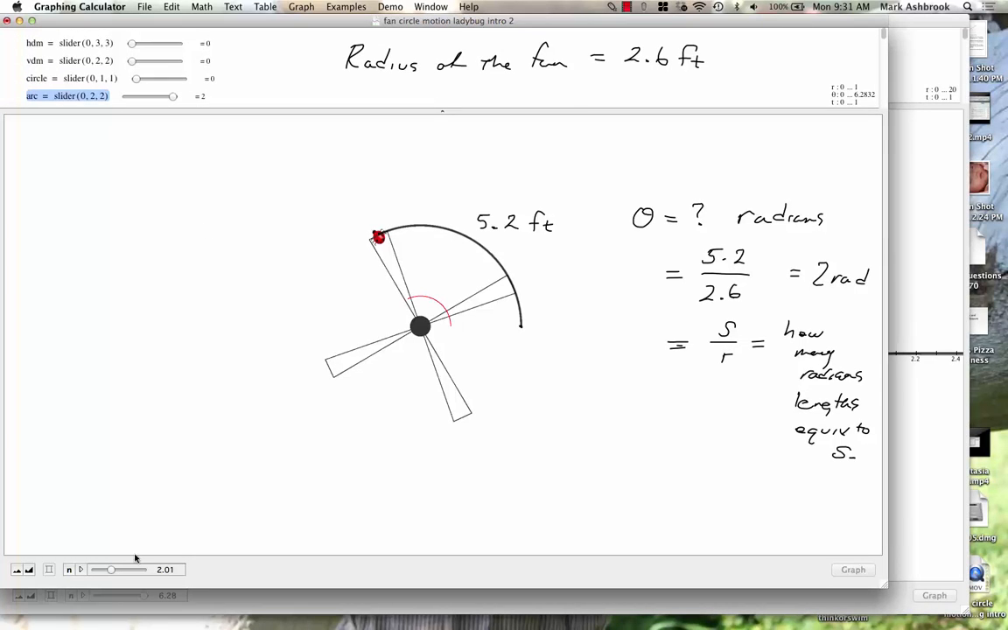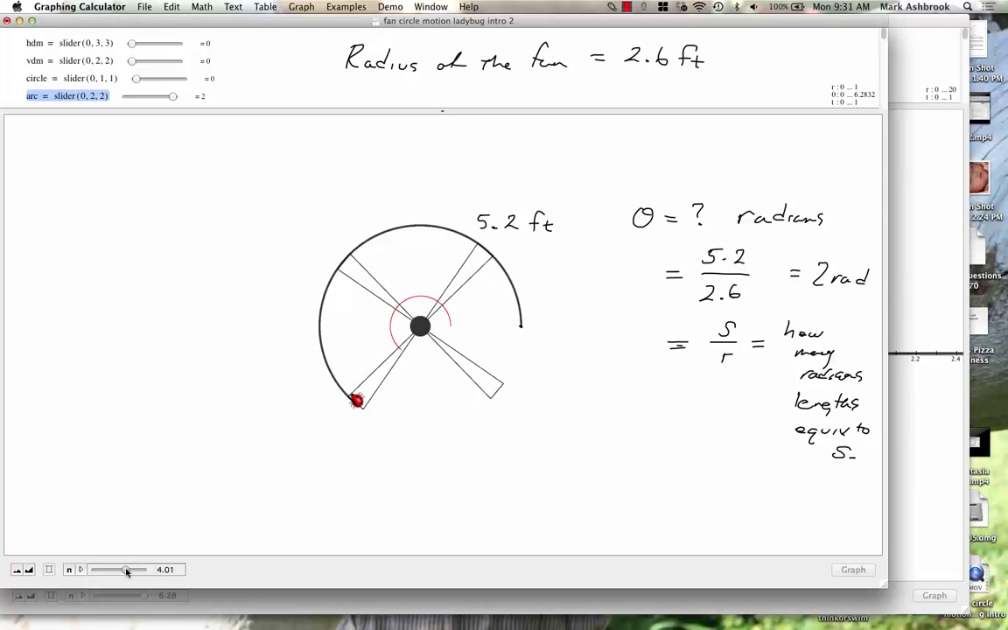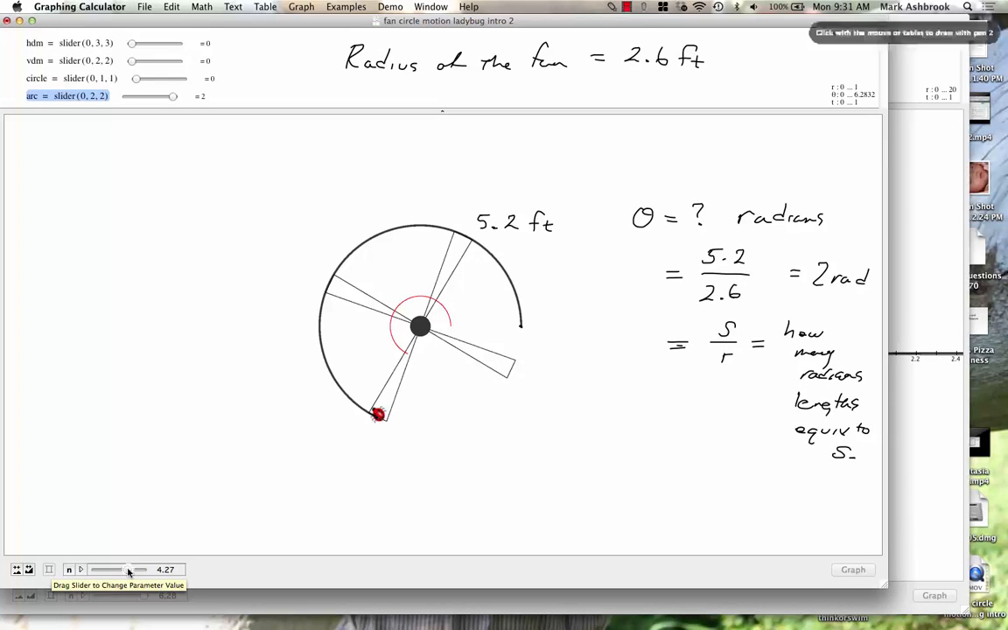Okay, so now the bug is going to go 11.7 feet. That puts them right around here. 11.7 feet instead. How many radians did the fan turn? How many radians did the fan turn from the 3 o'clock position?